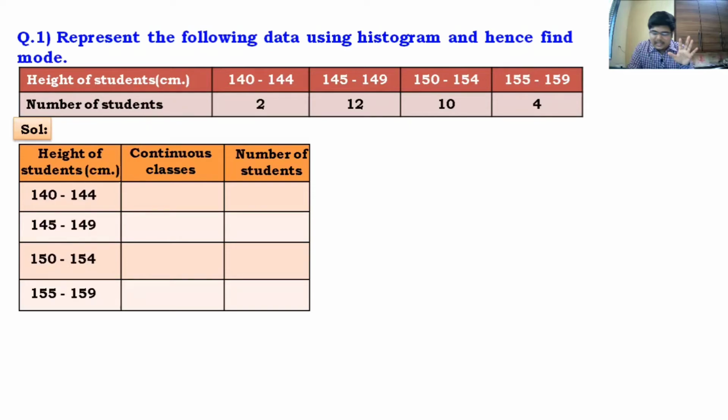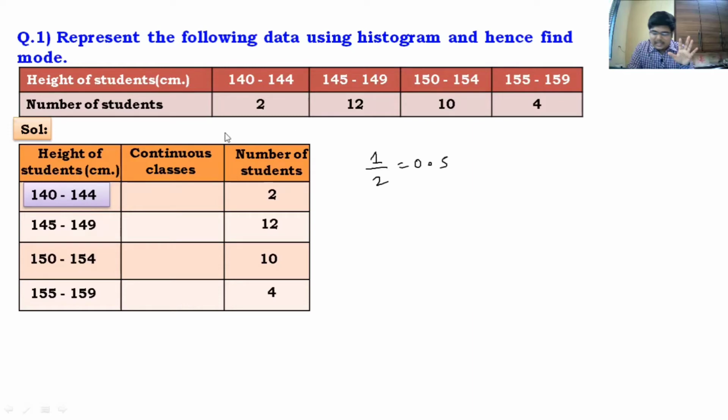So let us try to recall the procedure. I'm sure you have done this in 9th as well, but we will recall this procedure. Look at the gap between 144 and 145. The gap between 144 and 145 is 1. So what you have to do is divide that 1 by 2. So 1 by 2 is 0.5.